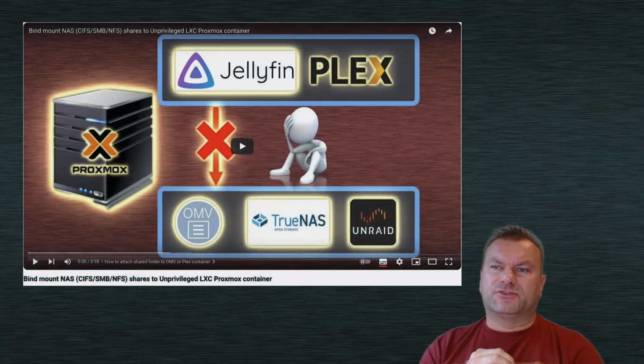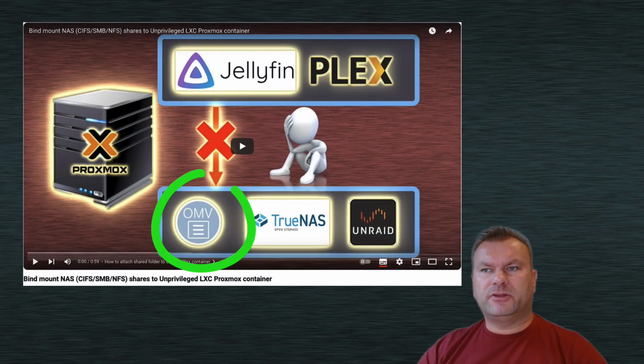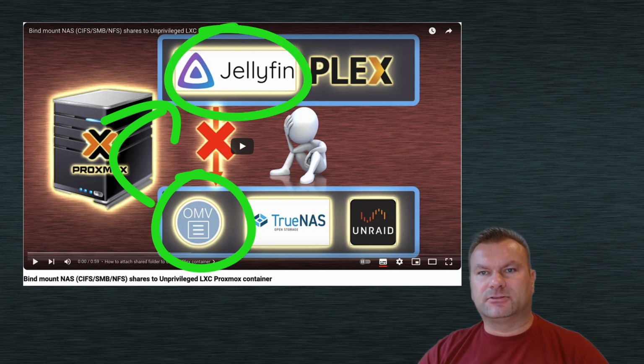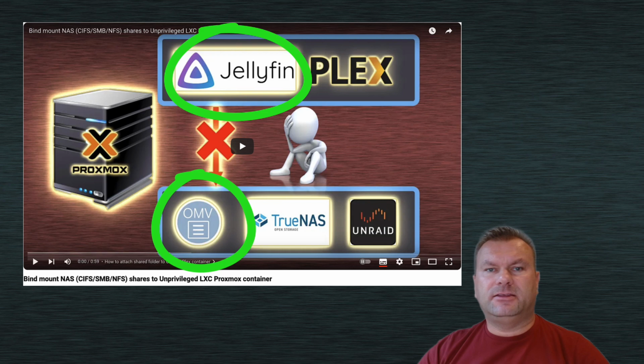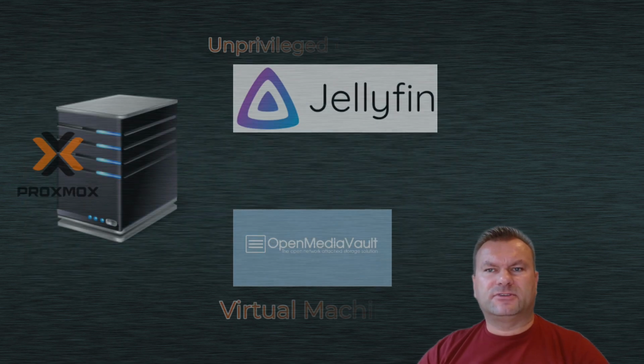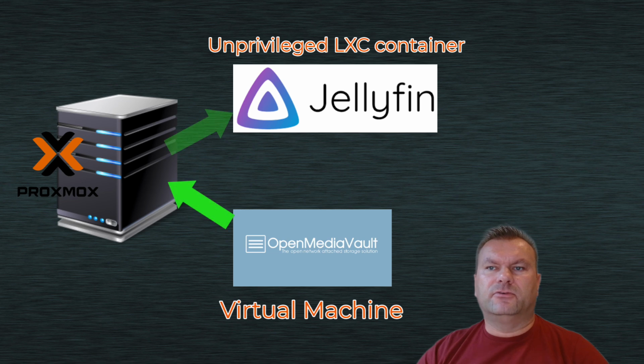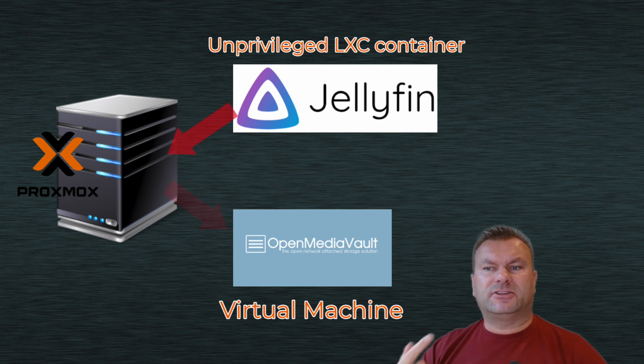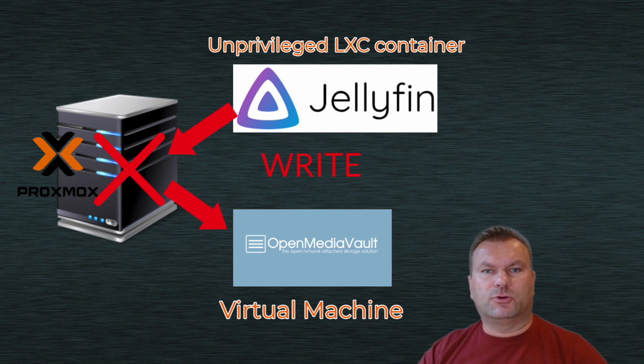In one of the previous videos, we mounted a shared folder from OpenMediaVault virtual machine on Proxmox, and then we passed it further to Jellyfin unprivileged LXC container. And both the VM and the LXC container were running on Proxmox. But many of you have noticed that you can only read from that remote location on OpenMediaVault. I mean, our unprivileged LXC container, in that case Jellyfin, cannot write to that remote location.